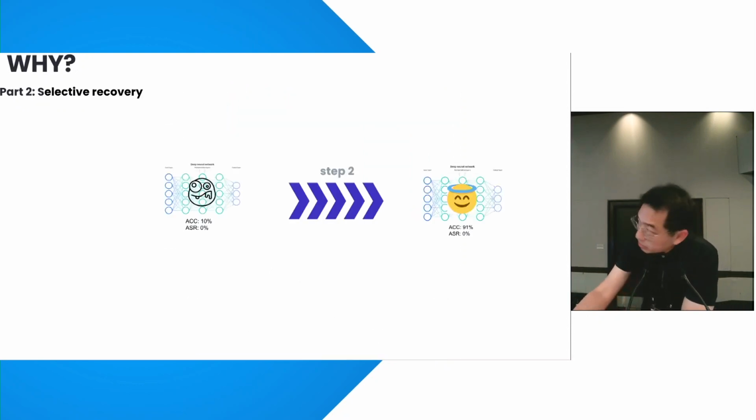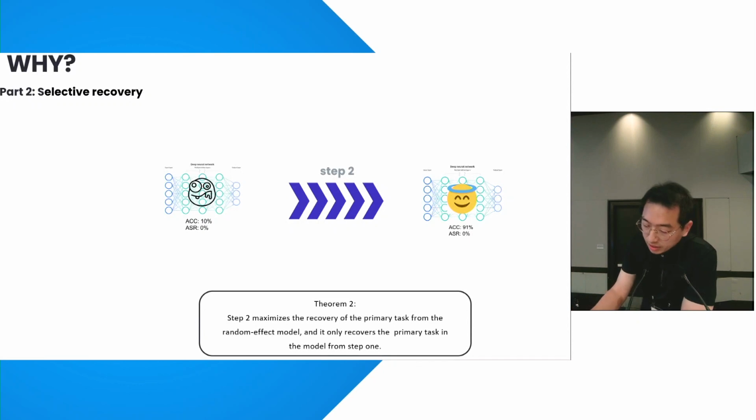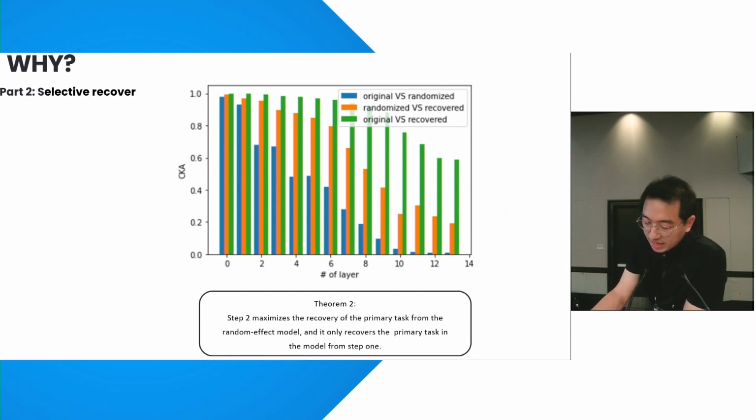In the second step, we demonstrated that training on the clean calibration dataset maximizes the primary task's recovery, as the features of the randomly guessing model are preserved during the amnesia step. The recovery step can easily converge. Same figure as the previous slide.